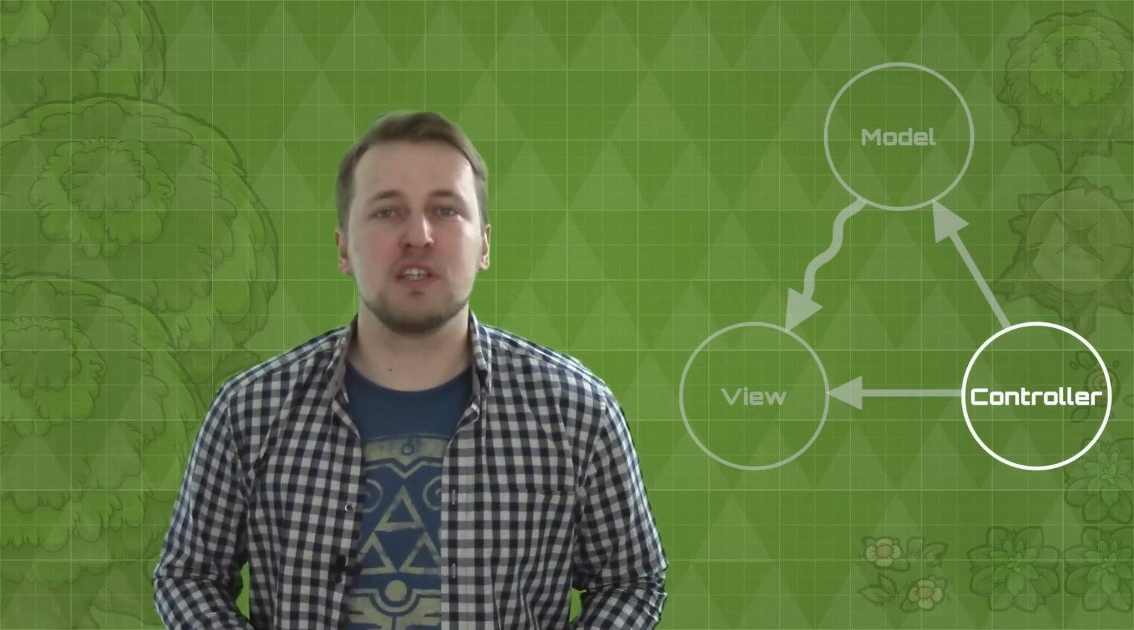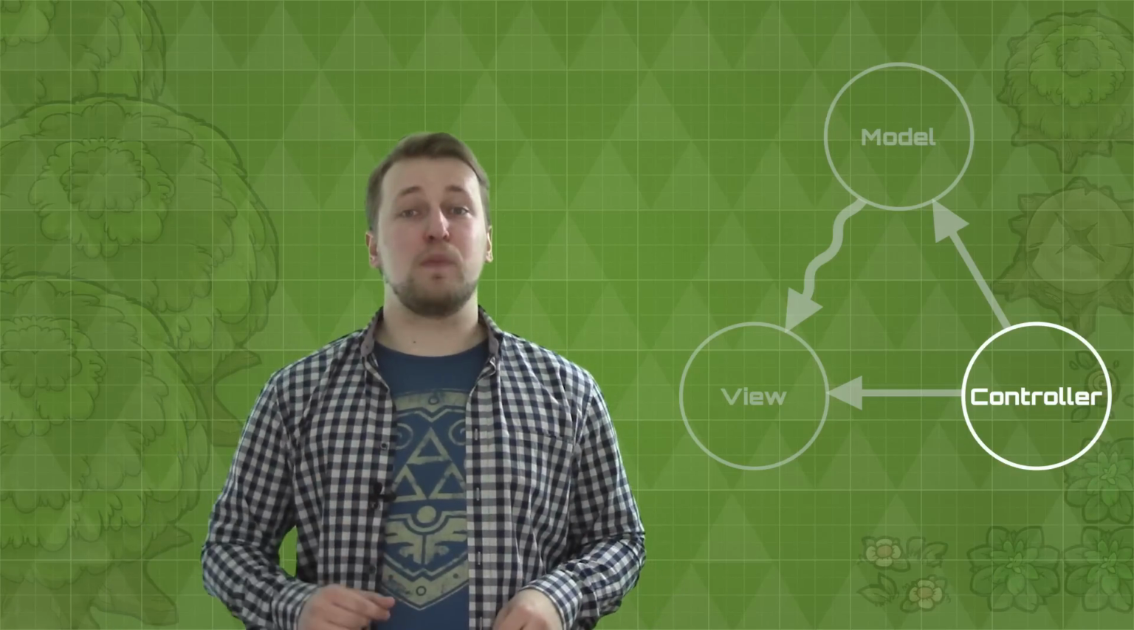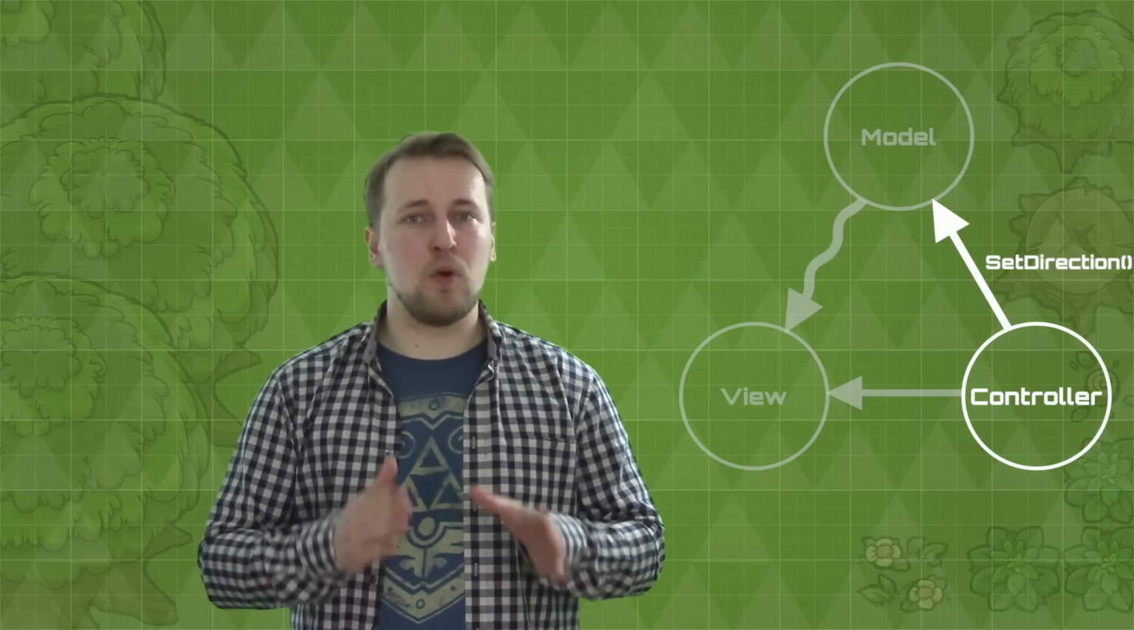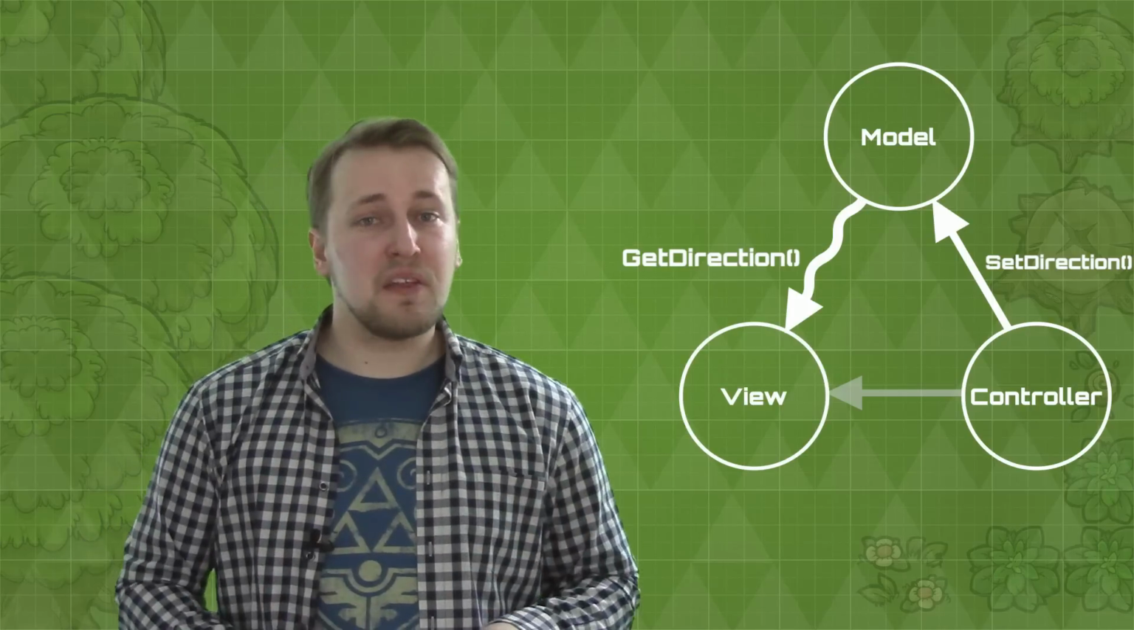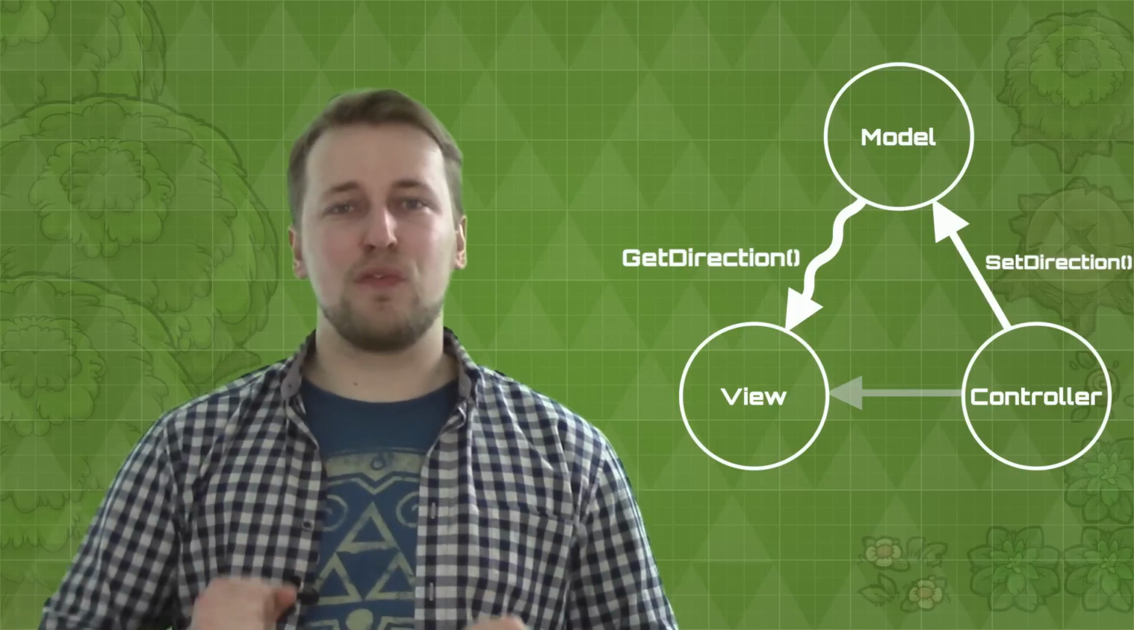And finally, the controller checks if the user has pressed any of the movement buttons W, A, S, or D. If one of those buttons is pressed, the controller sends the appropriate movement direction to the model. The model then moves the character, and the view makes sure that the character is looking in the right direction. And that is all for the first episode.